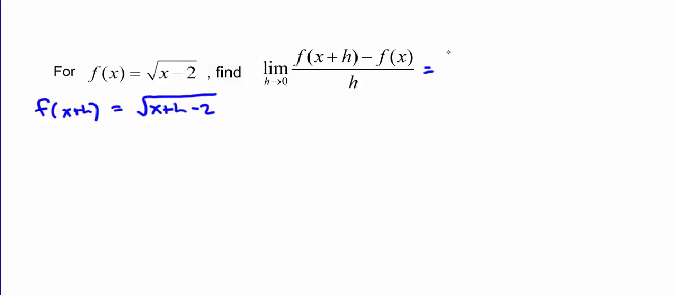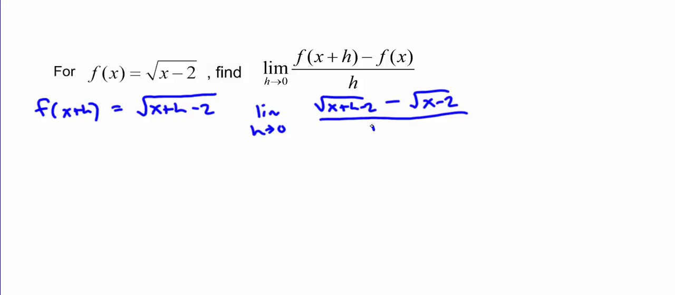So f of x plus h is the square root of x plus h minus 2, and I'm going to go ahead and write down here because I'm going to need a little more space. So square root of x plus h minus 2 minus the original function, which was the square root of x minus 2, all over h. And again, you'll see this every time with difference quotient. You can't just plug in 0 for h. You've got to do something first.